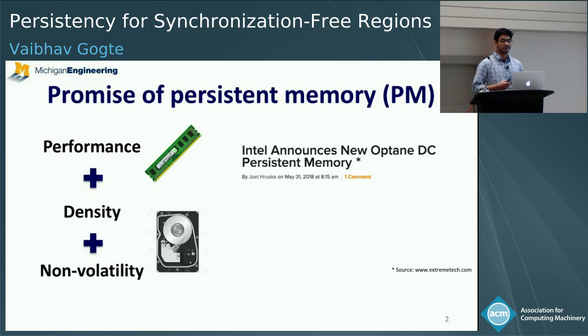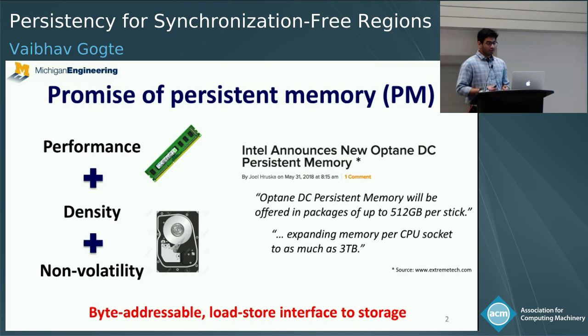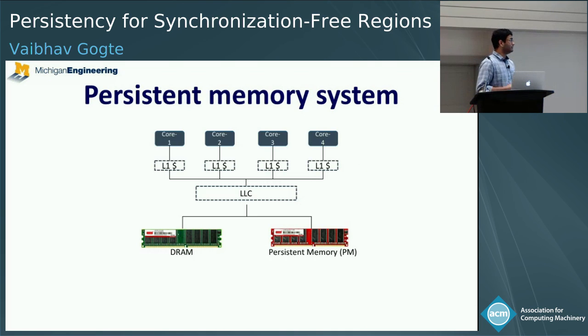of 10 DC persistent memories that offer up to half a terabyte of memory per DIMM and 3 terabytes of memory per CPU socket. So for the first time, we would have a byte addressable load store interface to storage that would be an order of magnitude faster than existing software interfaces to storage devices. This is what we envision our future persistent memory systems to look like.